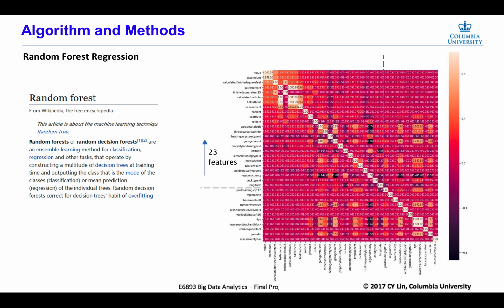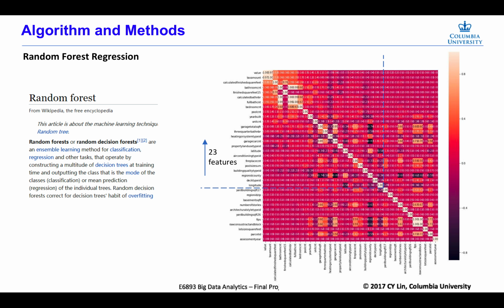We thought of random forest regression. Random forest is an ensemble learning method for classification, regression, and other tasks that operates by constructing a multitude of decision trees at training time and outputting the class that is the mode of the classes, or the mean prediction, of the individual trees. Random decision forests correct for decision trees' habit of overfitting.